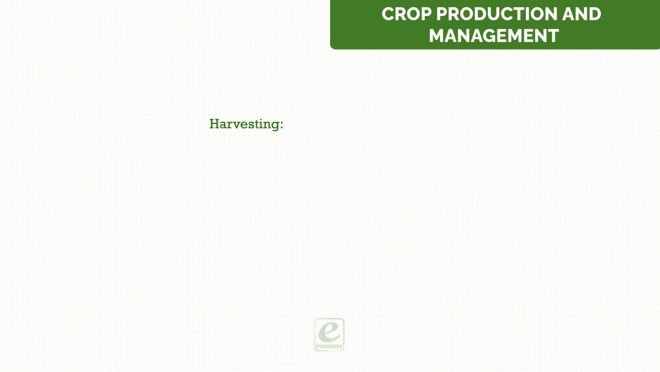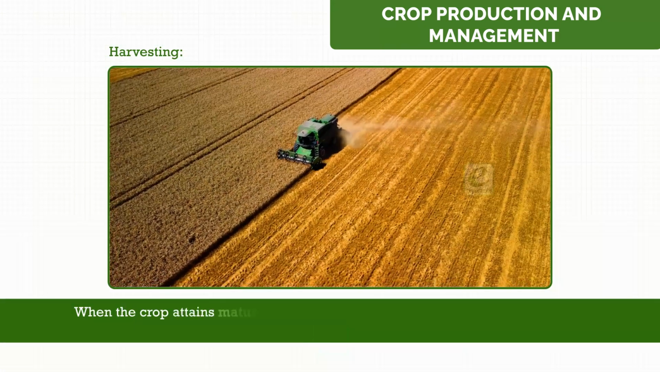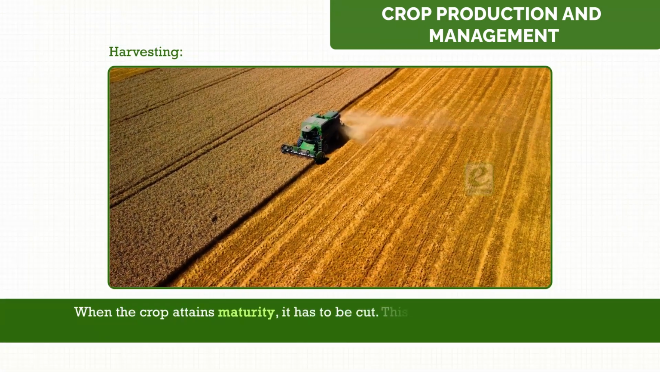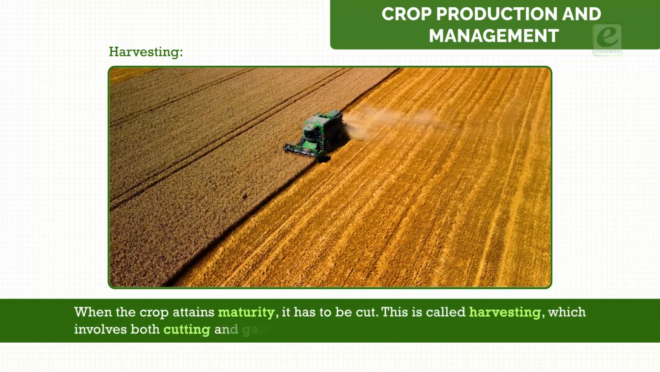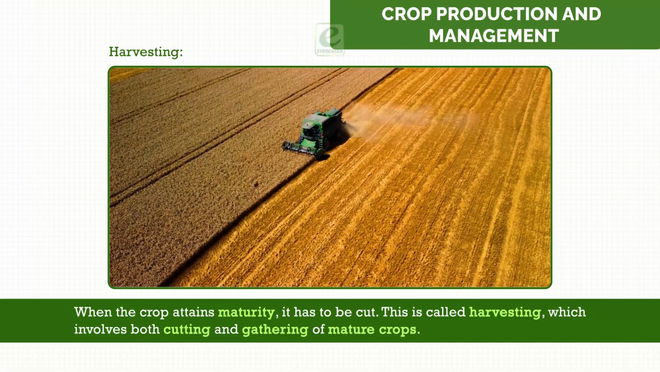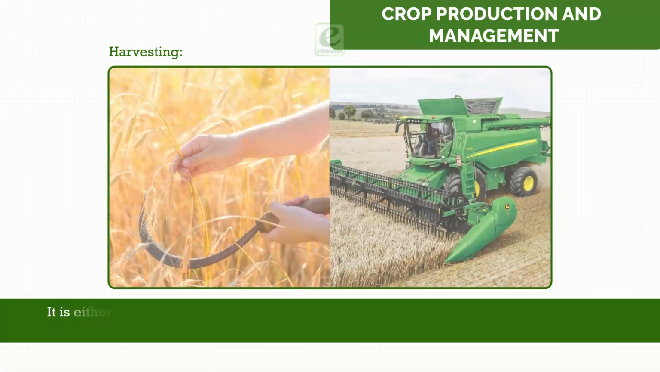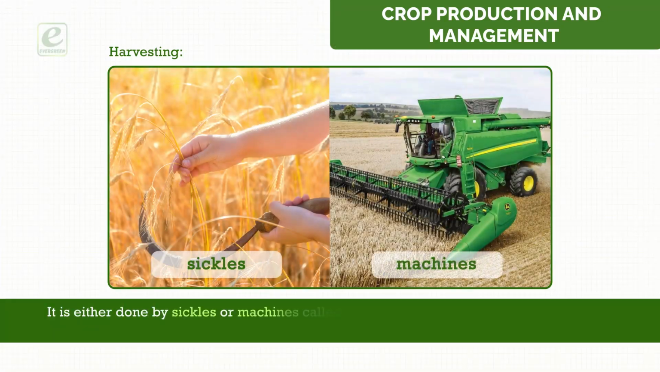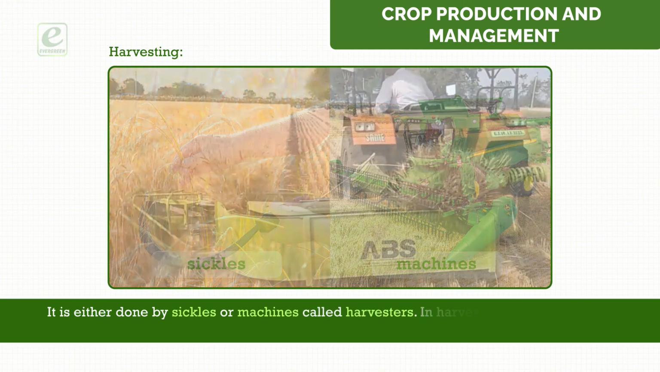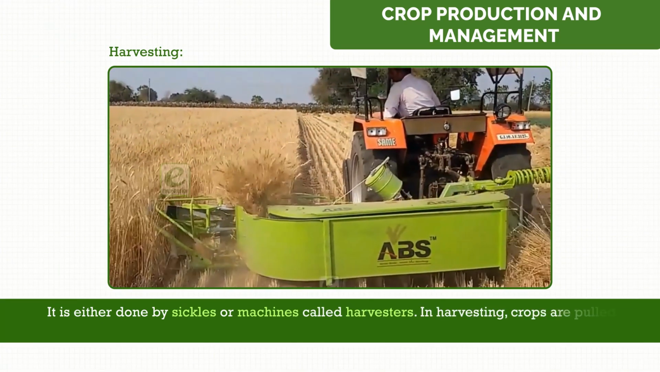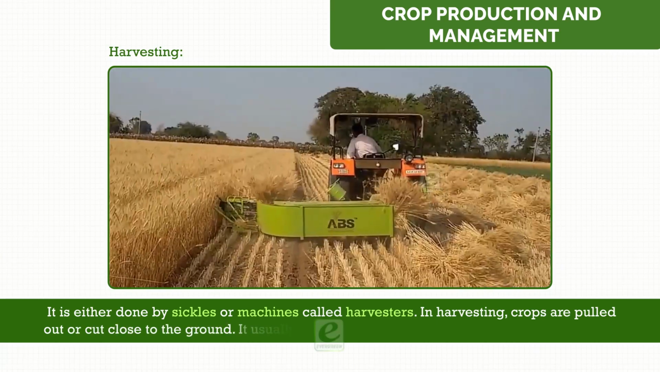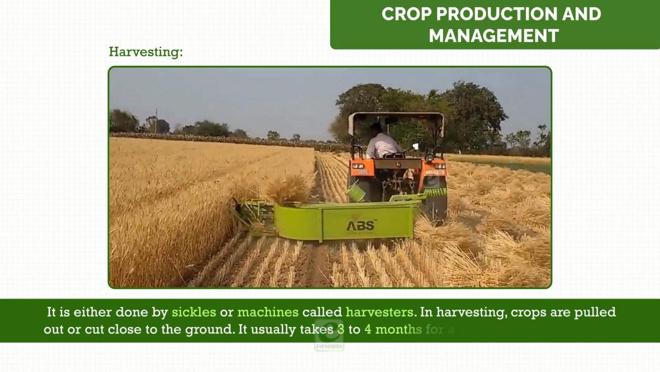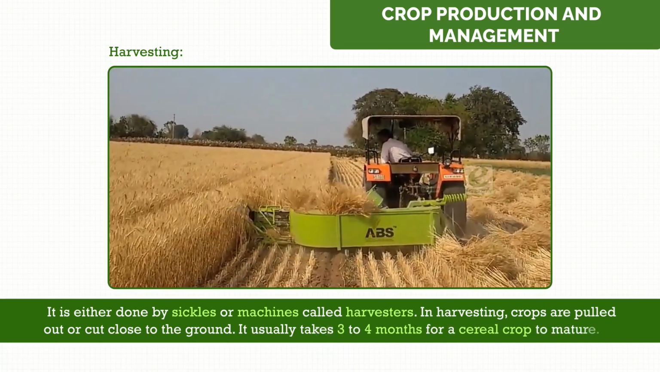Harvesting. When the crop attains maturity, it has to be cut. This is called harvesting, which involves both cutting and gathering of mature crops. It is either done by sickles or machines called harvesters. In harvesting, crops are pulled out or cut close to the ground. It usually takes 3 to 4 months for a cereal crop to mature.